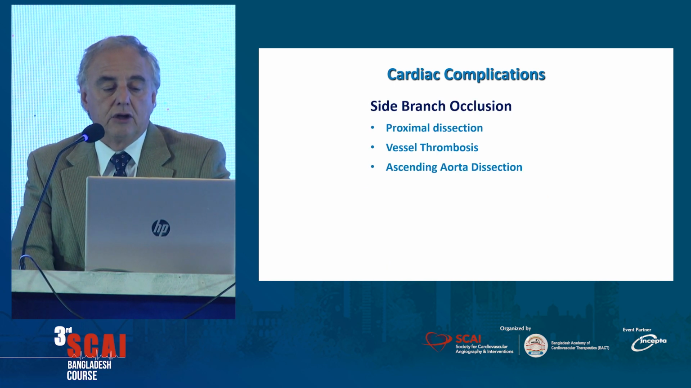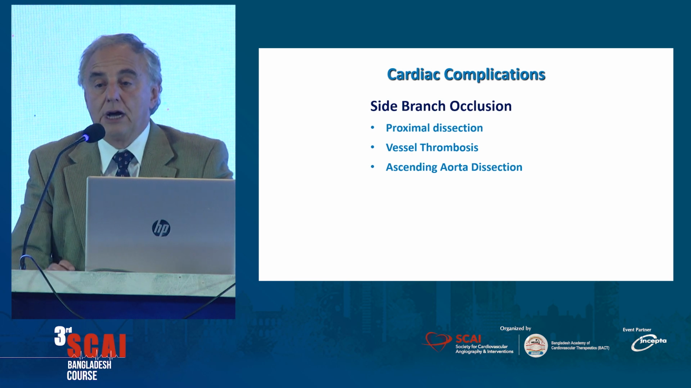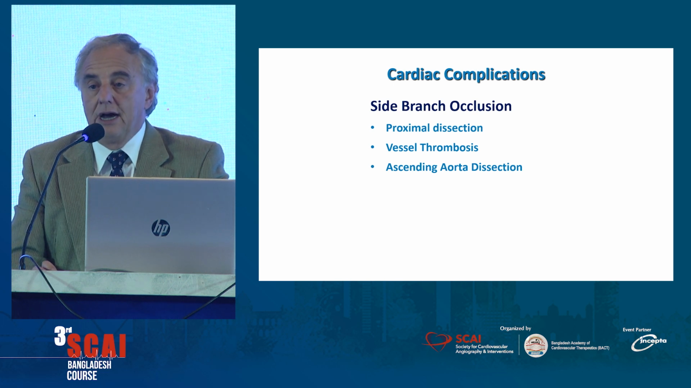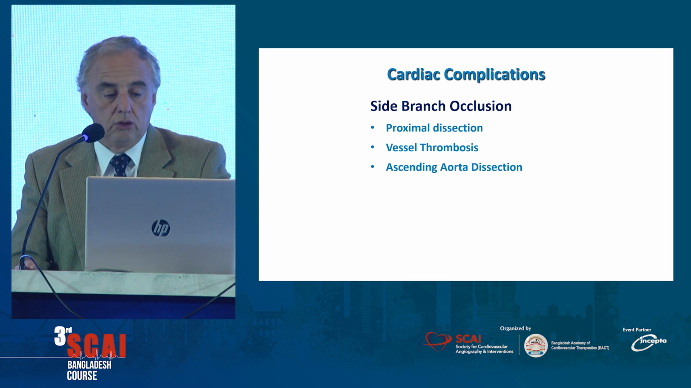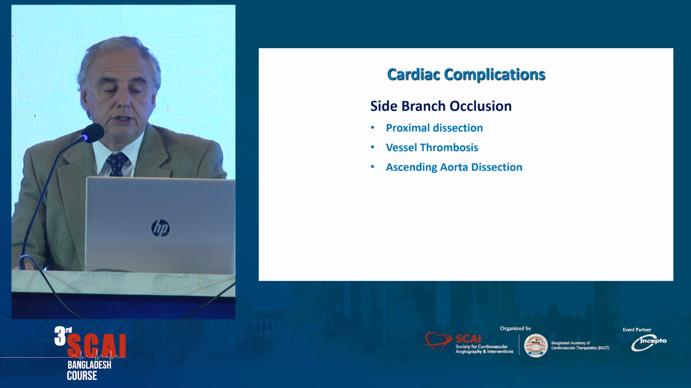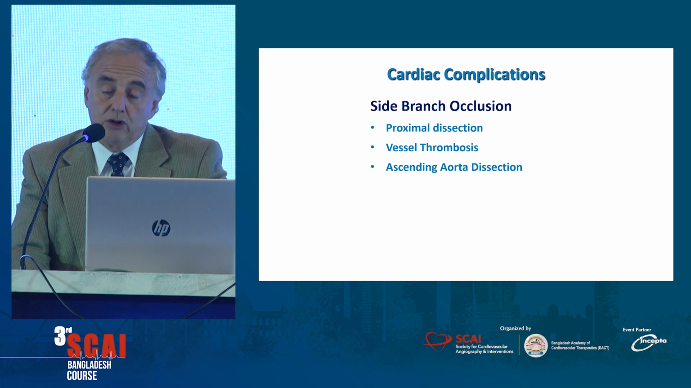Side branch occlusion is another complication that you can have, and you can have this because you went subintimal, and then you came back into the true lumen at the side of the side branch, and then when you put a stent, you will occlude the side branch. It can occlude due to vessel thrombosis, or it can produce, again, dissection of the aorta. So it is important to recognize this and try not to put a stent if that happens, because you are going to lose the side branch.